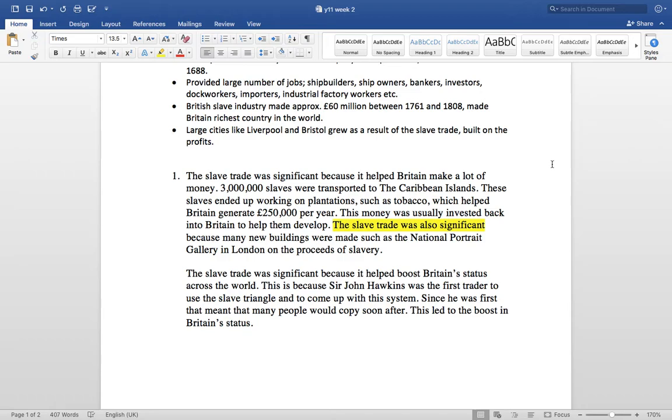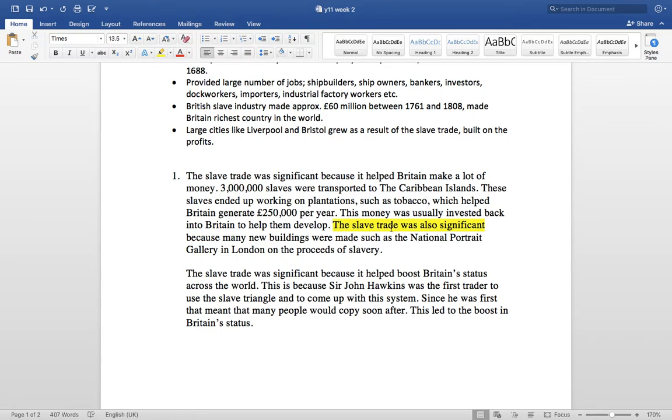The issue with that first paragraph, though, is in the highlighted section here. Instead of going back to their argument and arguing it further, they've just written the slave trade was also significant. So when you say also significant, that's adding a separate point. So really, this sentence has actually distracted the examiner from the point you're making here.